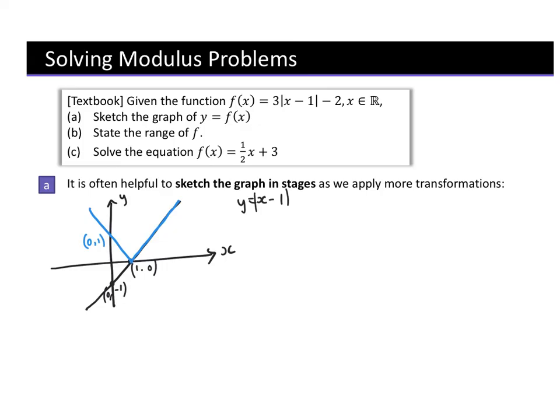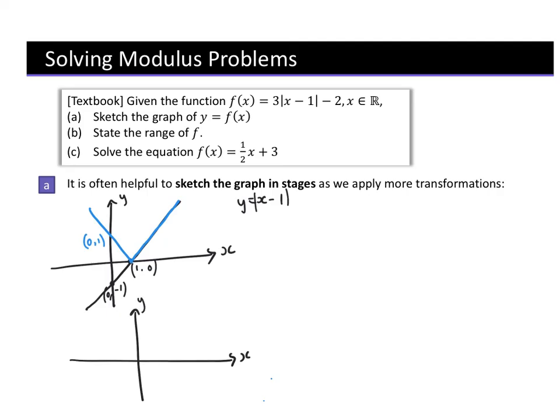So that's the first step. The second step: is it inside or outside the bracket? It's outside the bracket, so I'm going to multiply everything by 3, all of my y-coordinates by 3. The only thing that's going to change is this value here, which is going to be a 3. And then it says minus 2, so I actually have to shift the whole graph down 2. So my final graph is going to look like this.